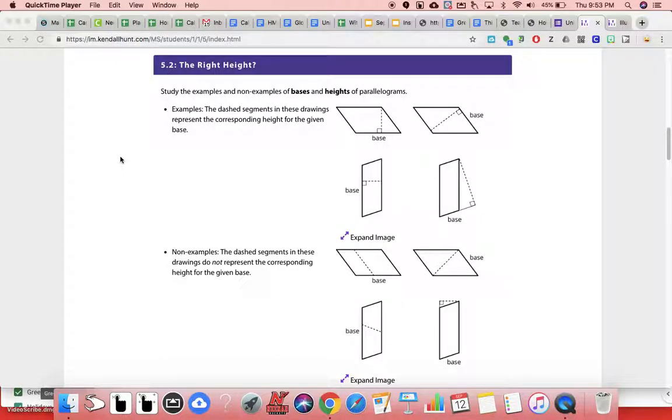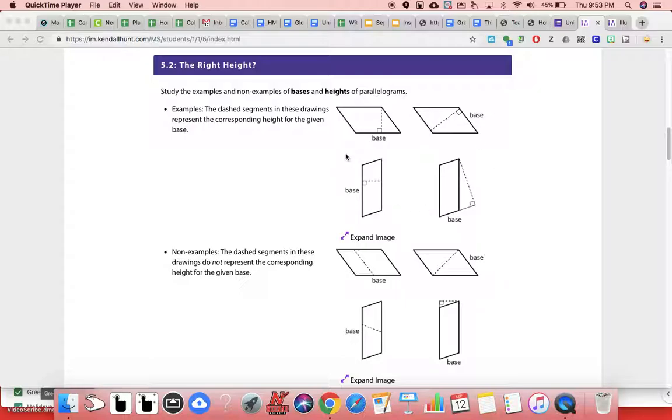Alright, next in our lesson is lesson 5.2, which is on page 32 in your workbook. On these two pages, 32 and 33, we're going to look at base and height of parallelograms. You'll notice that the first page, on page 32, asks us to look at some examples and some non-examples of bases and heights. Take a minute and look at the two differences.